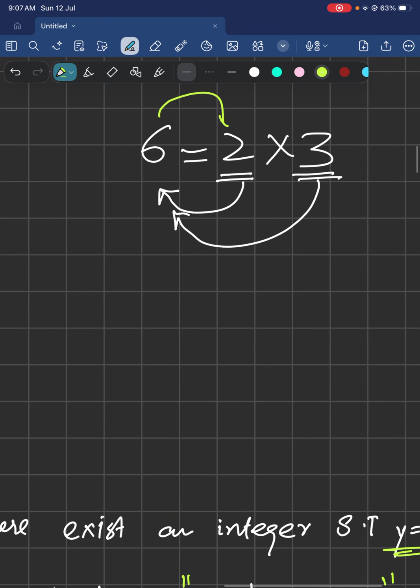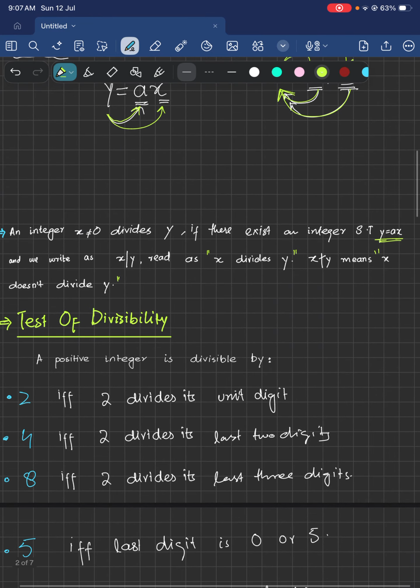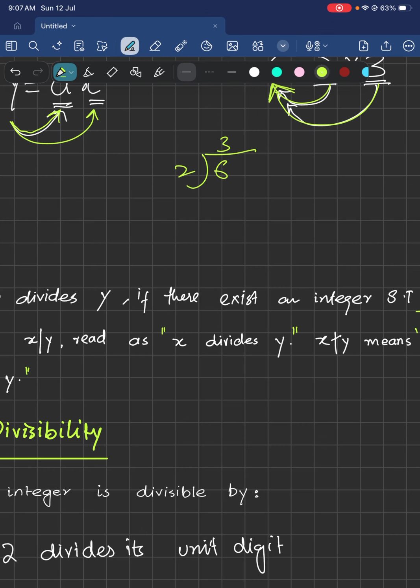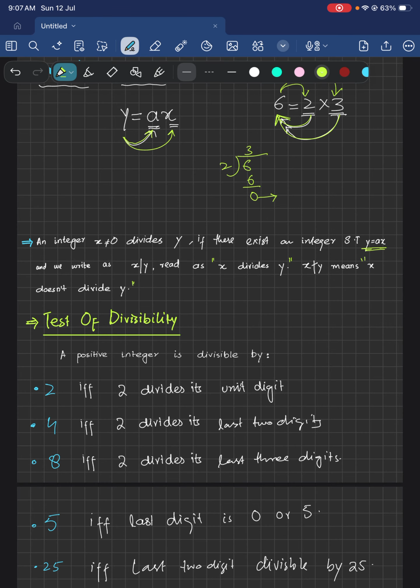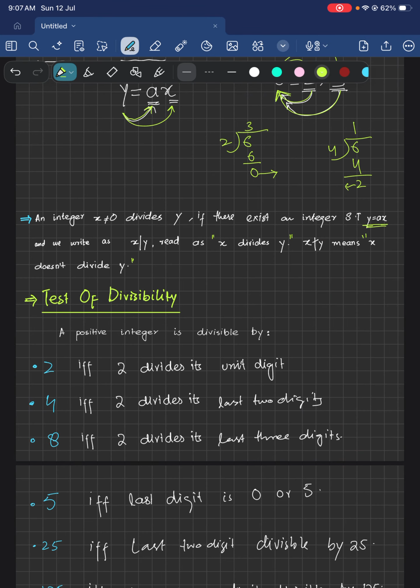Similarly, 6 is a multiple of 2, 6 is a multiple of 3, and 2 divides 6 and 3 divides 6, with no remainder. There is 0 remainder. That's what I mean when I say completely divide. If a number doesn't divide completely, let's say we divide 6 by 4, 4 ones are 4, and then you get 2 in the remainder. That means 4 is not a factor of 6, because it doesn't divide it completely.